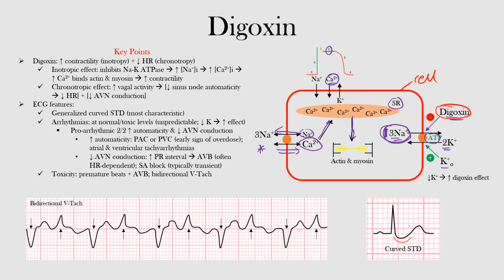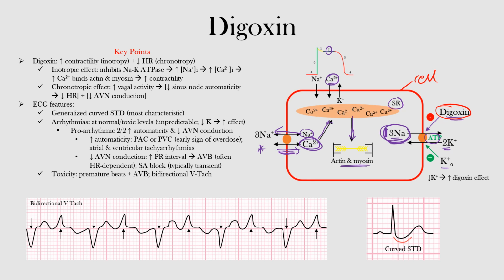Digoxin blocking the sodium-potassium ATPase, allowing for an increase in intracellular sodium. Because of that, we have more calcium that can enter the cell, and because of the increase in calcium inside the cell, eventually we'll have more calcium that binds our contractile proteins, and because of that, this leads to stronger contractions. Okay, so that's called a positive inotropic effect, and that's due to digoxin blocking that sodium-potassium ATPase.